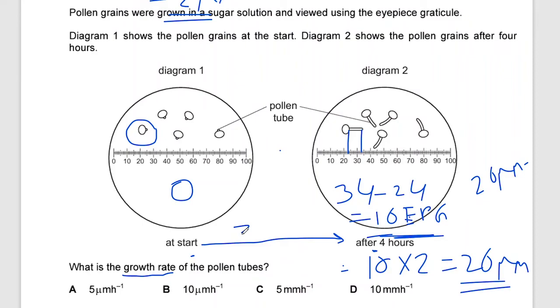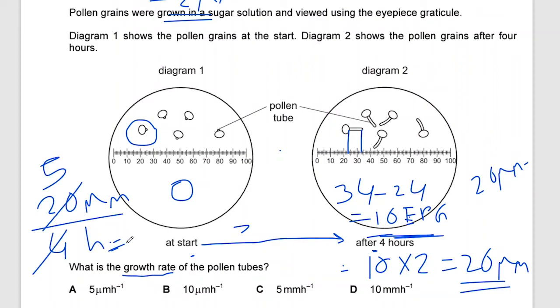Now we know the change in length, we know the change in time, so we can find the growth rate of the pollen tube. The change in length was 20 micrometers, the change in time was 4 hours, and the answer is 5 micrometers per hour.